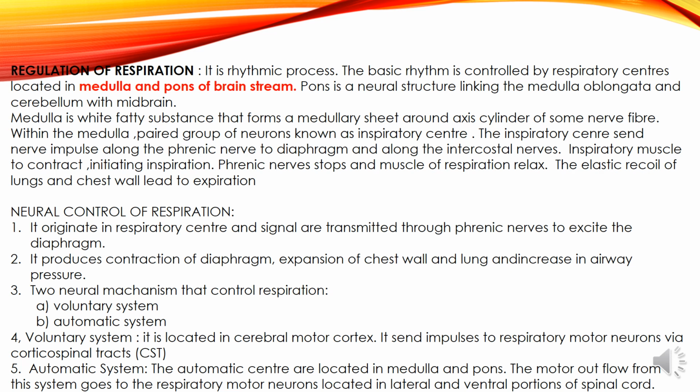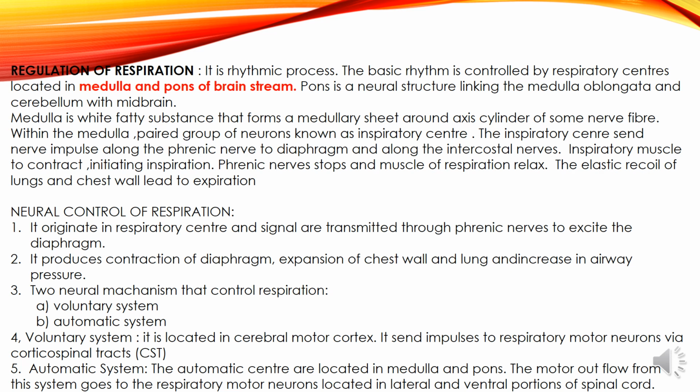The inspiratory center sends nerve impulses along the phrenic nerve to the diaphragm and also along the intercostal nerves. Inspiratory muscles contract, initiating inspiration. Then the phrenic nerve stops firing and the muscles of respiration relax. The elastic recoil of the lungs and chest wall leads to expiration. So you just have to write down this much only.